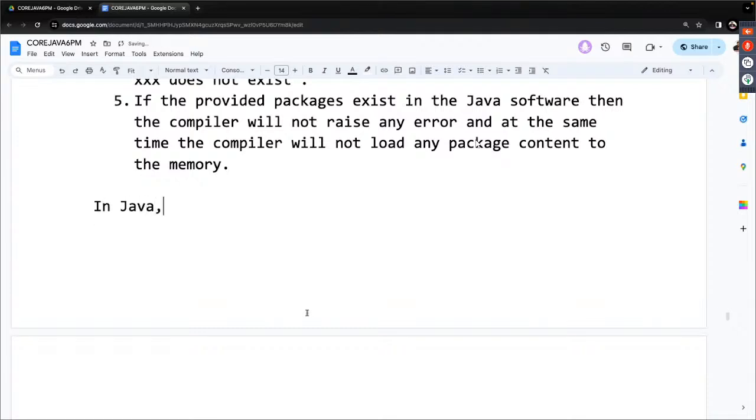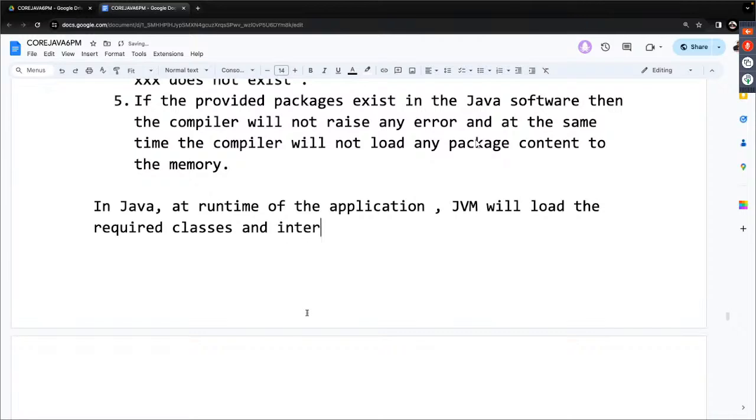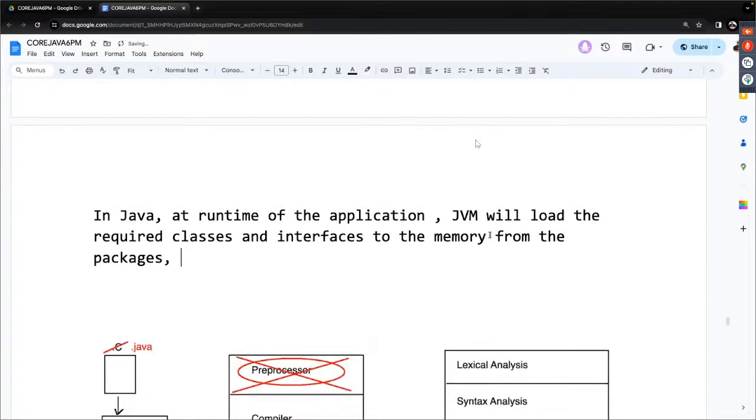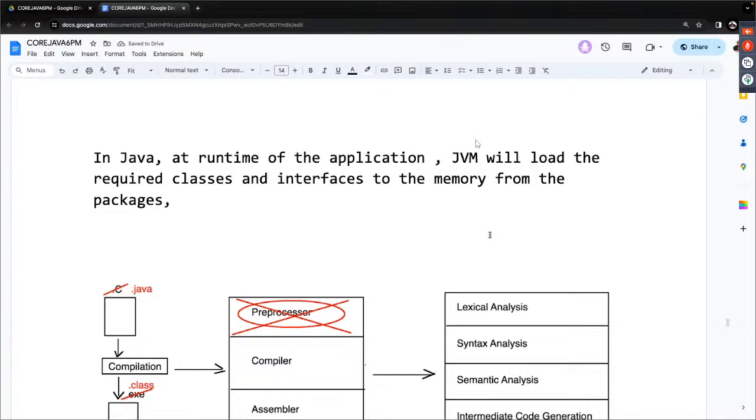In Java, everybody put more concentration here. In Java, at runtime of the application, that means at execution time, JVM will load the required classes and interfaces, bytecode, to the memory from the packages. Who will perform that loading actually? JVM. What is that JVM actually? Java Virtual Machine. It is able to execute the Java programs. At runtime, JVM will load the required classes and interfaces to the memory from the packages.